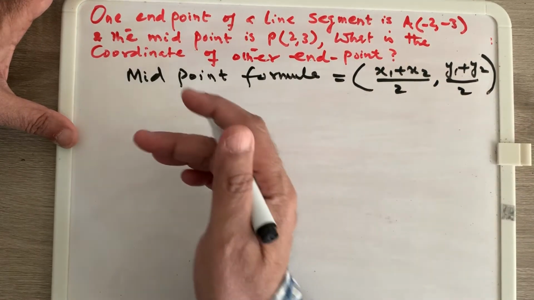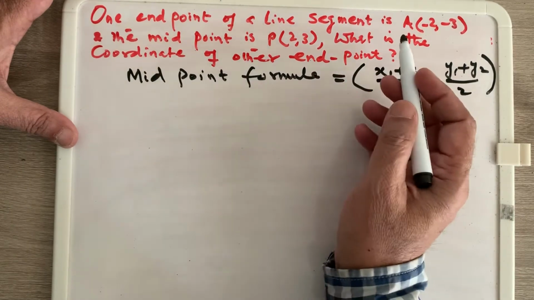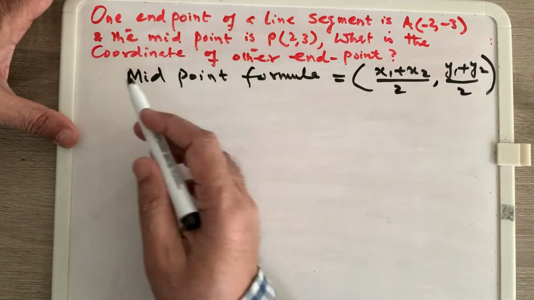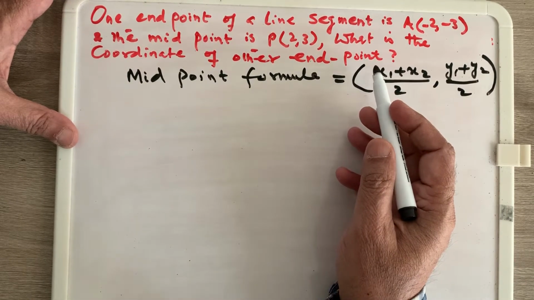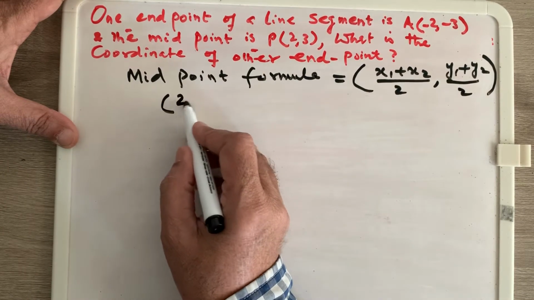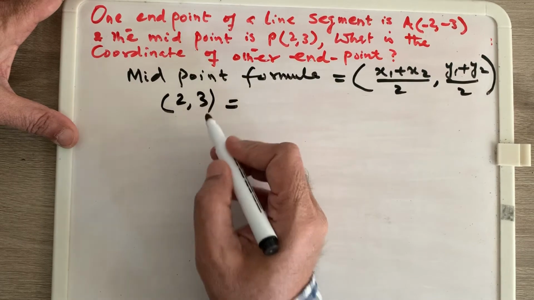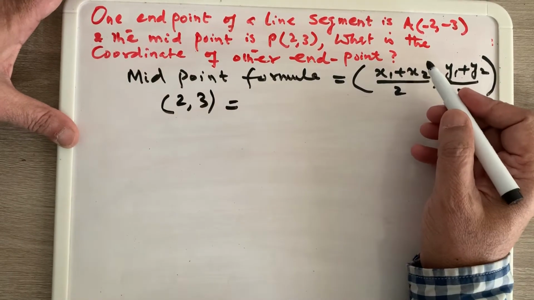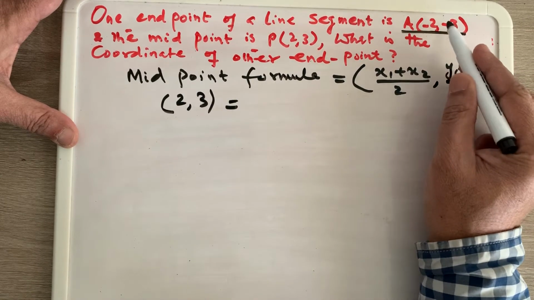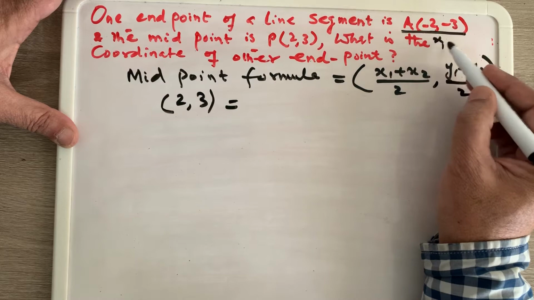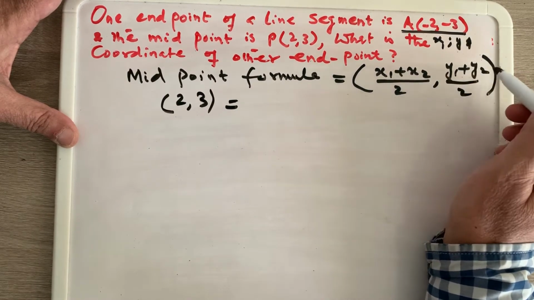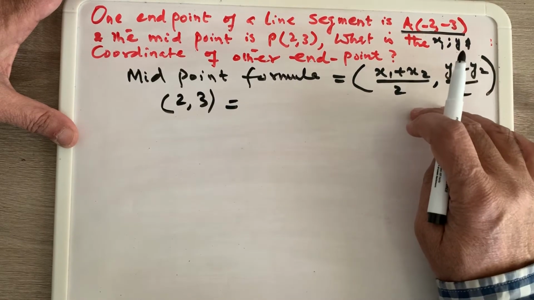So here is a scenario where one end point of the line segment is given, as well as the midpoint. What is the coordinate of the other end point? The midpoint is given, which is (2, 3), and I have to apply the midpoint formula. I have only one coordinate, x1 and y1, but I need to find x2 and y2 by substituting here.